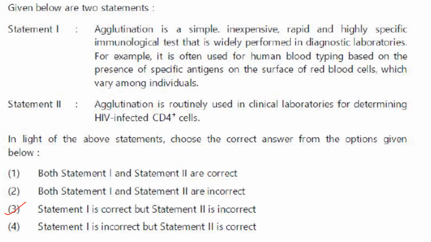Then agglutination is routinely used in clinical laboratories for determining HIV infected CD4 plus cells. No. For detecting HIV infected CD4 plus cells, you use quantitative real-time PCR, not agglutination. So statement 1 is correct, but statement 2 is incorrect, and your answer is option 3.